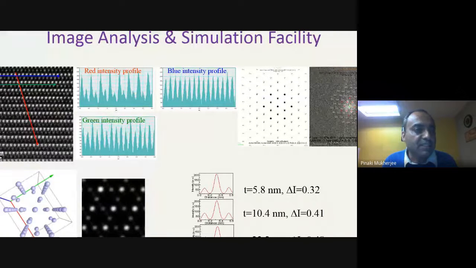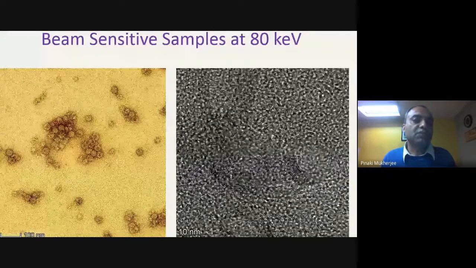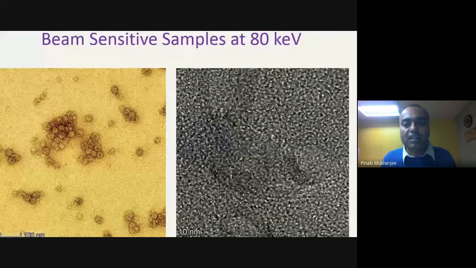And then we can, of course, do simulation of diffraction patterns, simulation of STEM images, and other such things. We have those capabilities here, but that's not so important at this point, so I would just skip this part. And we can run our instrument at 80 keV also. So if you want to see viruses and carbon nanotubes, which are very beam sensitive, you can actually do that.